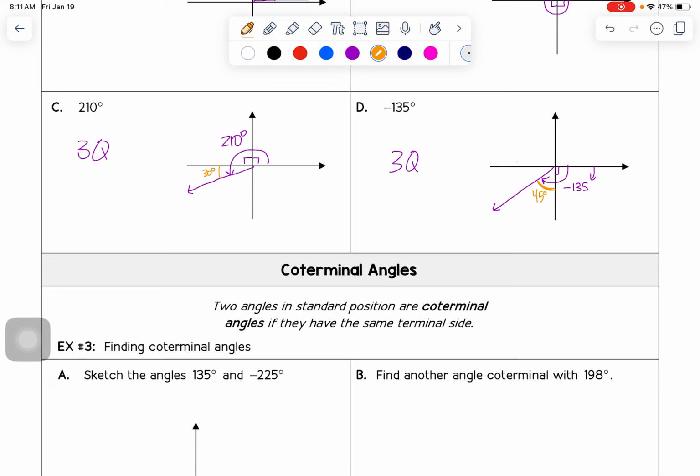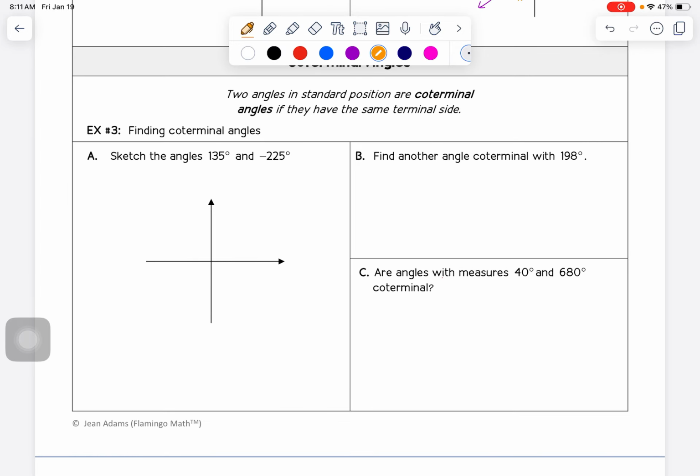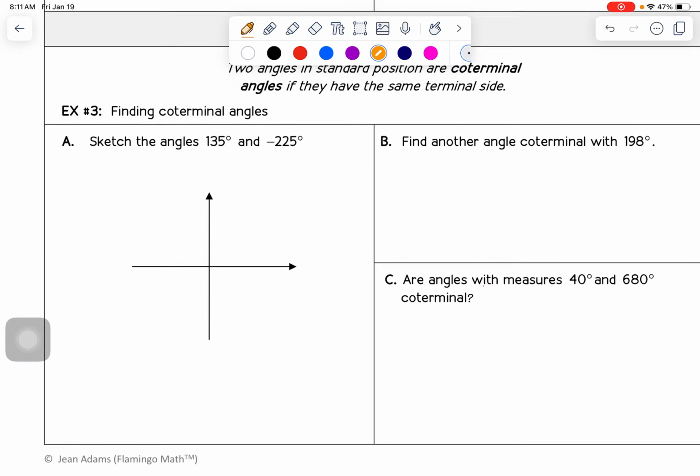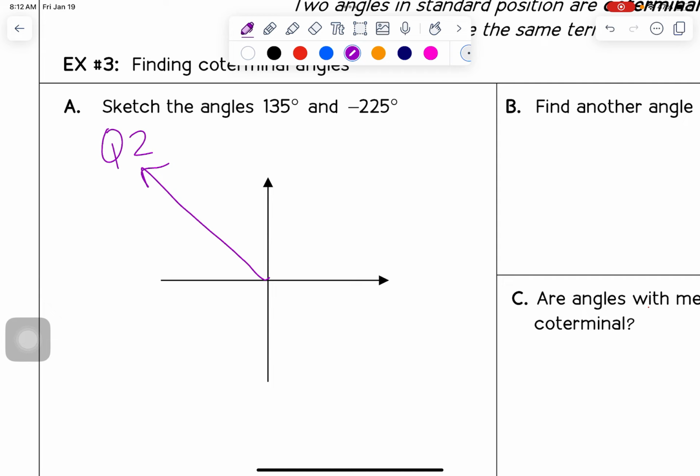Next, we have this idea of coterminal angles. So we're going to look at some coterminal angles here. This is asking us to sketch 135 and negative 225 on the same coordinate grid. So I'm going to go 135, that's a second quadrant angle. And it's about halfway through the second quadrant, 135 degrees.